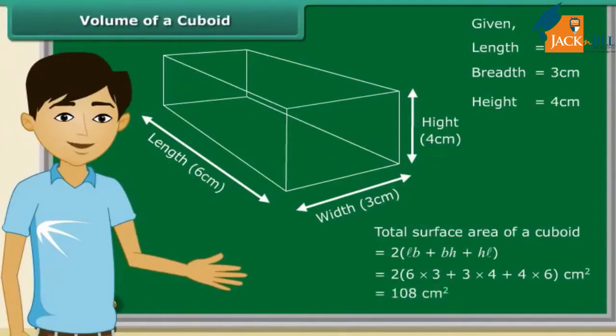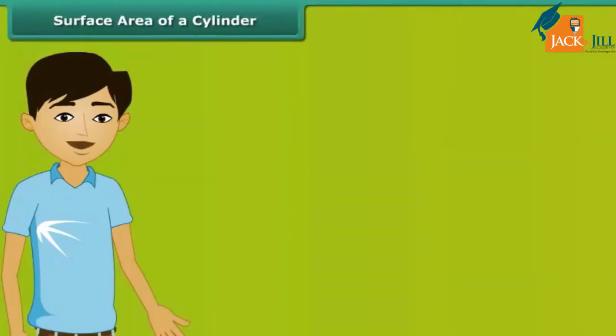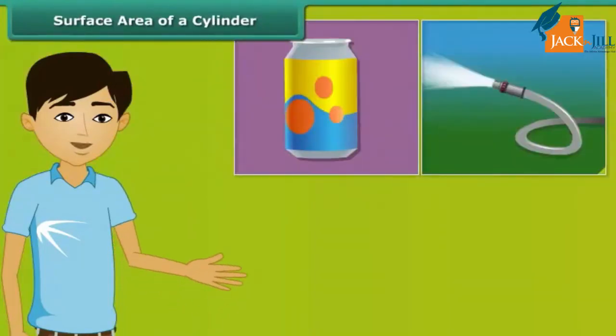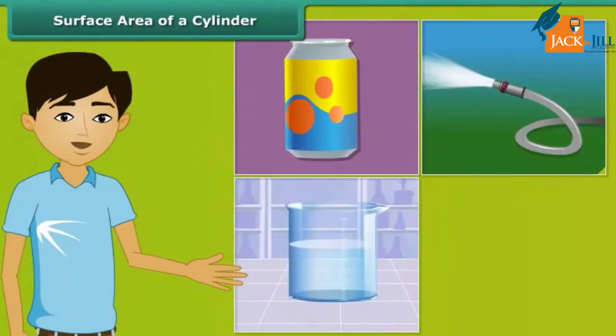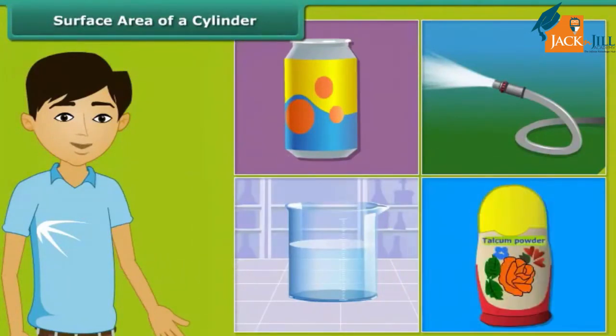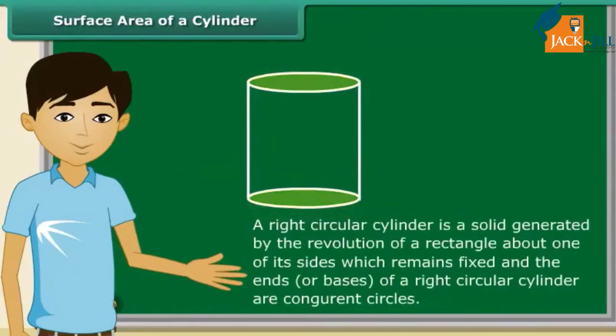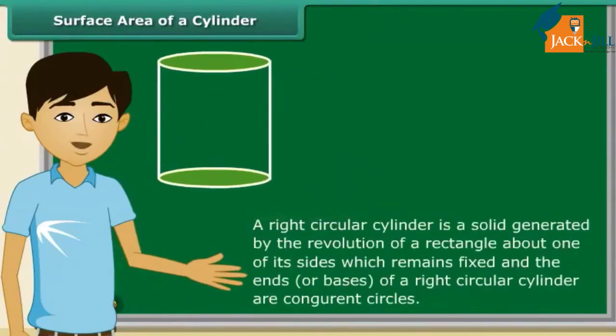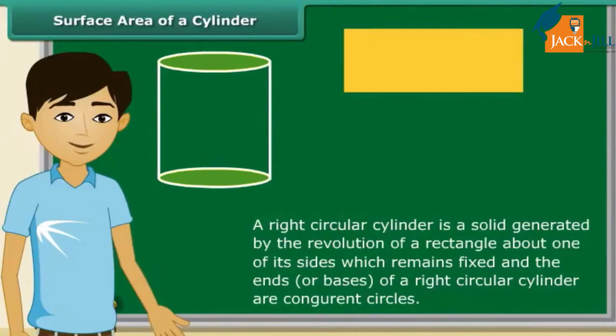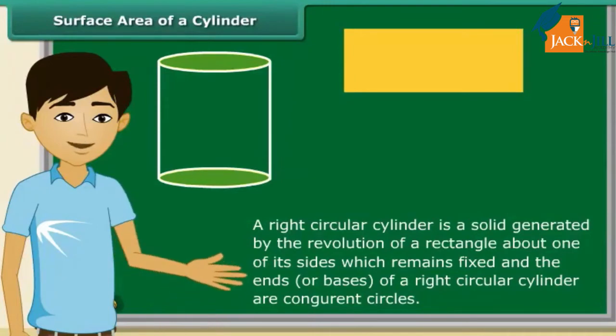108 square centimeters. You must have come across many solids like tin cans, water pipes, beakers in the laboratory, powder boxes which are right circular cylinders. Here you would wonder what is a right circular cylinder. A right circular cylinder is a solid generated by the revolution of a rectangle about one of its sides which remains fixed, and the ends or bases of a right circular cylinder are congruent circles.